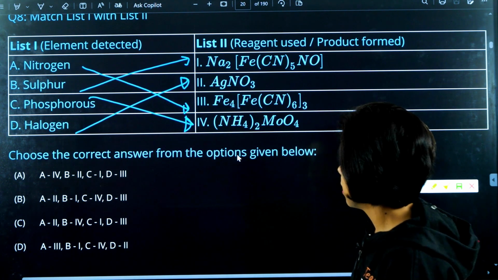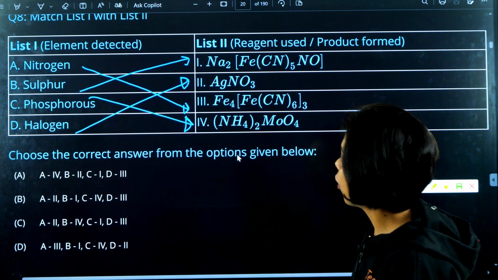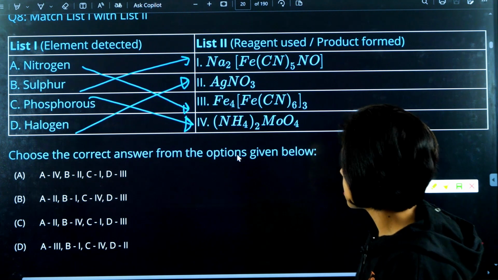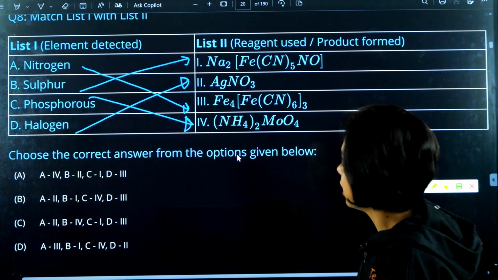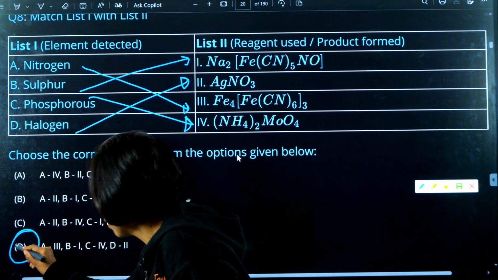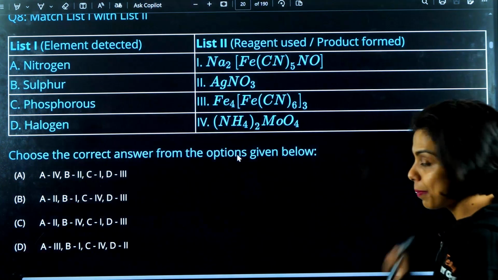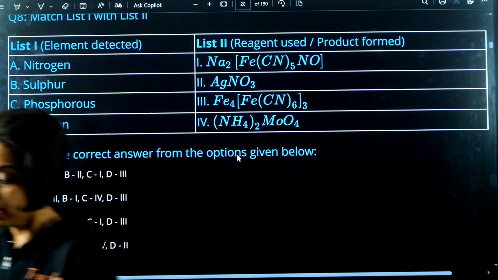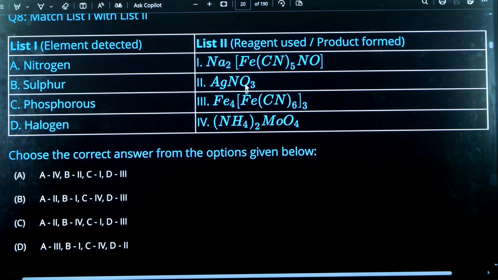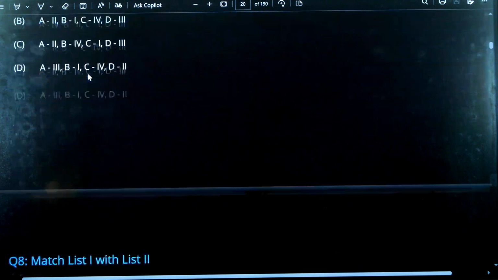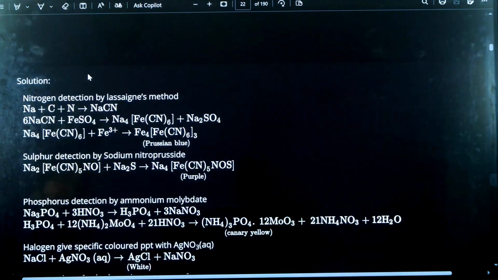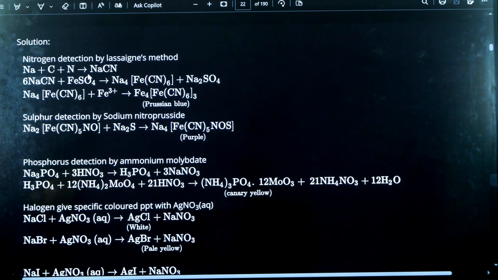For A it is 3, for B it is 1, and for C it is 4, and for D it is 2. So we'll mark our answer as D for donkey. So from practical organic chemistry, you can say very much given in your NCERT. All these reactions, all these detection tests, very important, guys. Definitely you should do them for your JEE. Got it?